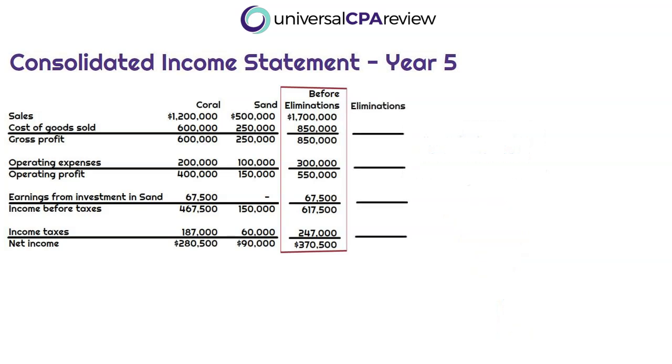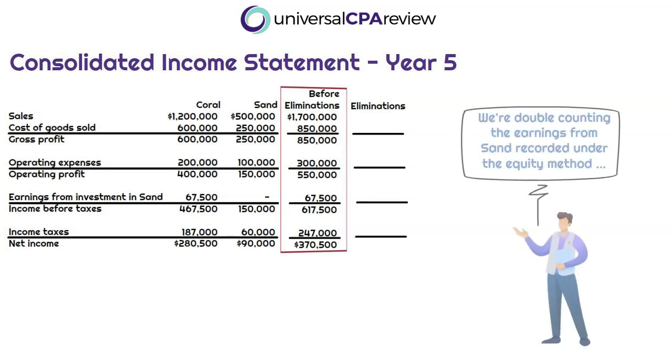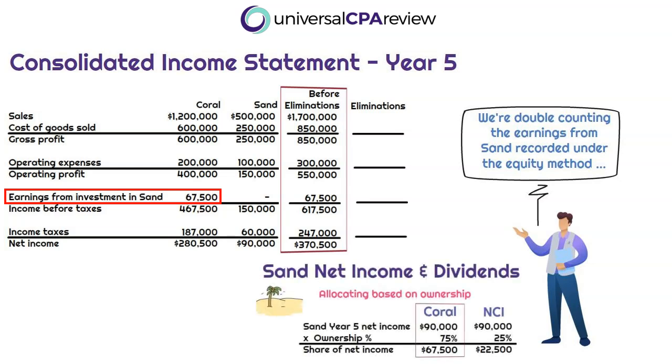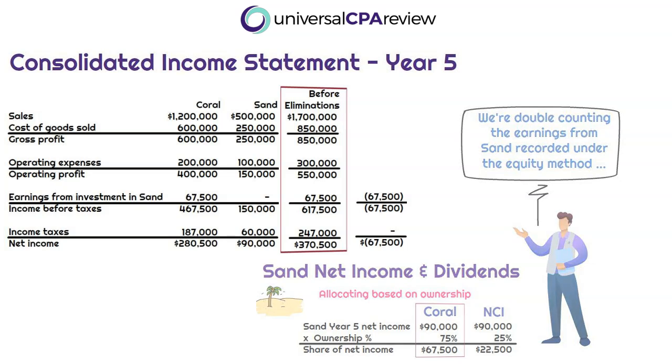Now we have our eliminations column, and this is where we need to factor in anything related to intercompany. We're also going to have to remove the earnings from investment in Sand that Coral has on their income statement, which is $67,500. We need to eliminate it, otherwise we are double counting that share of income. So in the eliminations column, to remove that, we'll have a negative $67,500, so in the consolidated column that would be 0.